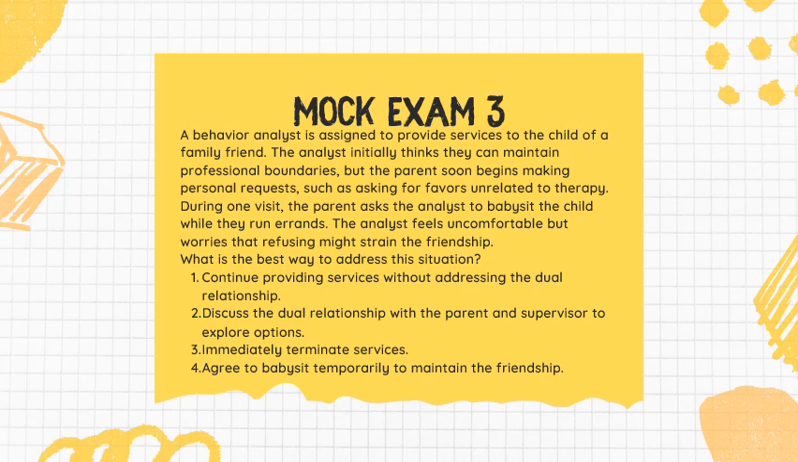Okay, let's see, from number one. Number one is incorrect as it ignores the potential impact of the dual relationship on service quality. And number two is the correct answer because of the code 3.11, which emphasizes managing conflicts of interest through open communication and consultation. It's important to address the relationship early before it escalates.